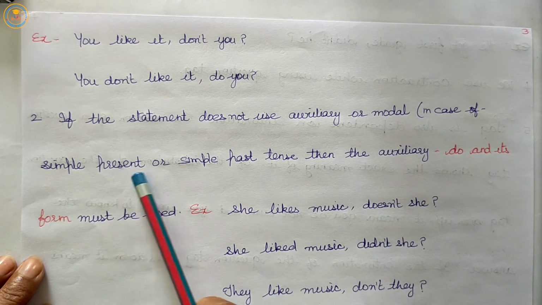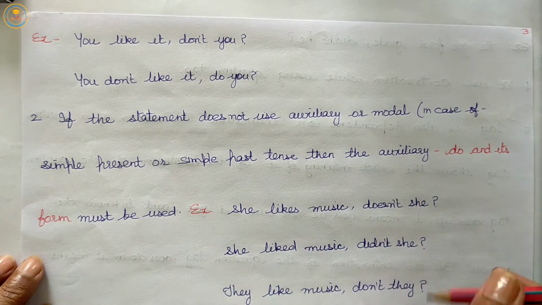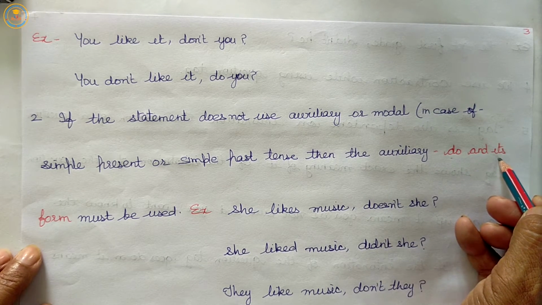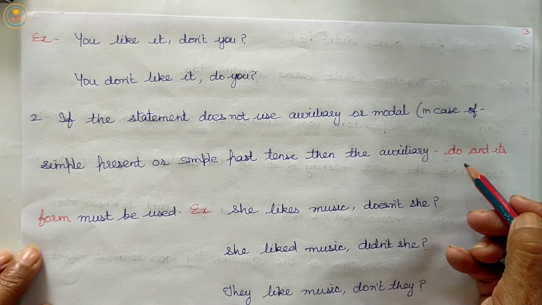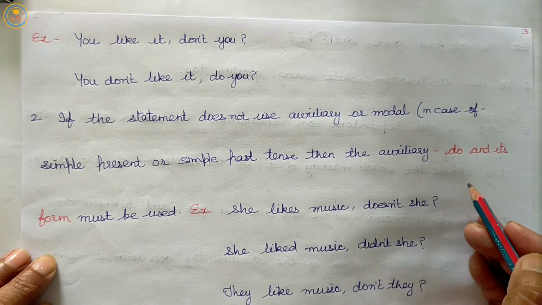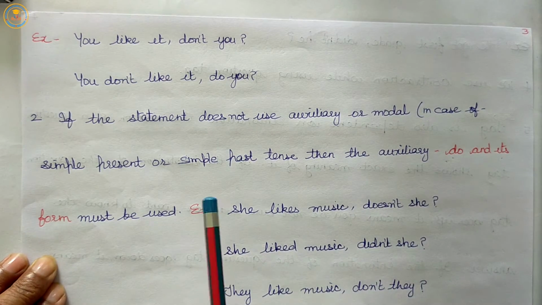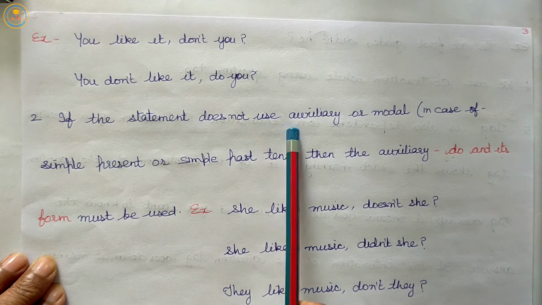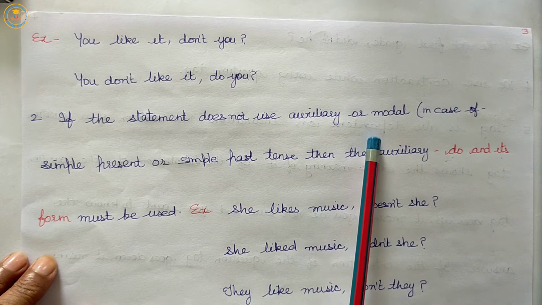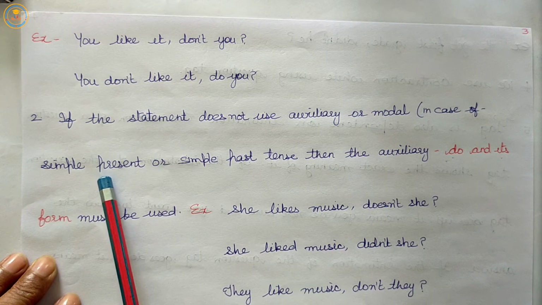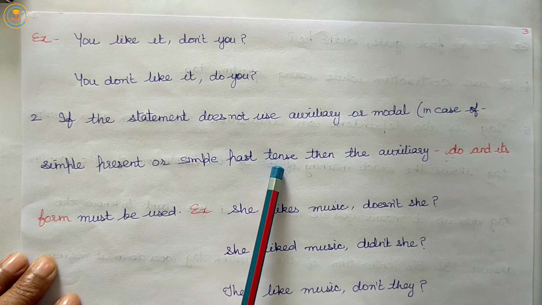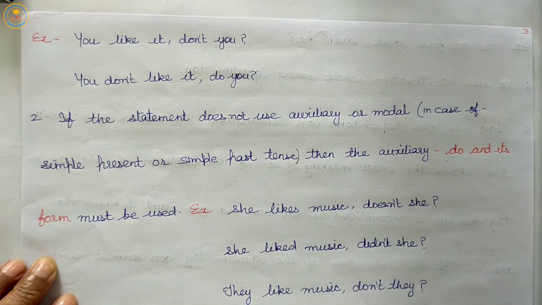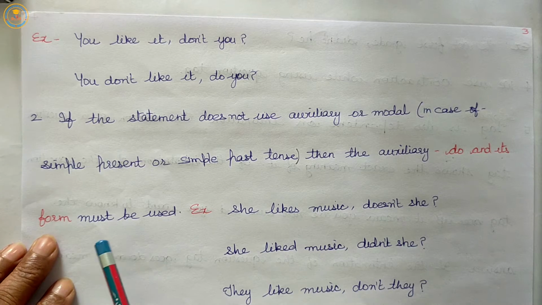Second key point is, if the statement does not use an auxiliary verb or modal in the case of simple present or past tense, then the auxiliary will be do and its form. It means if it is present, we will use do or does according to the subject, and if it is past tense, then we will use did.